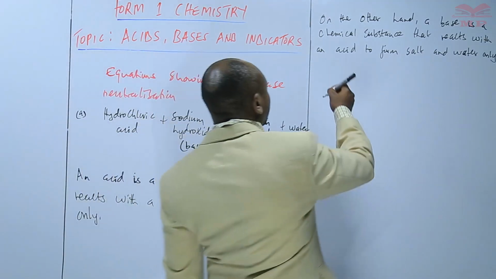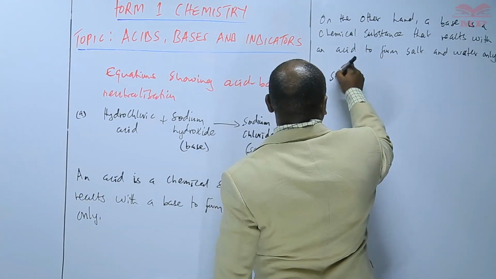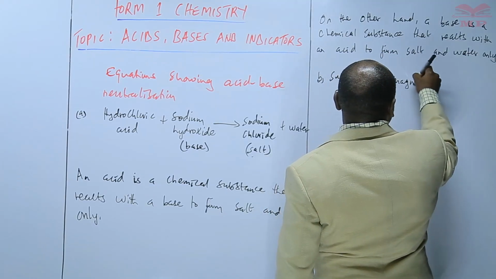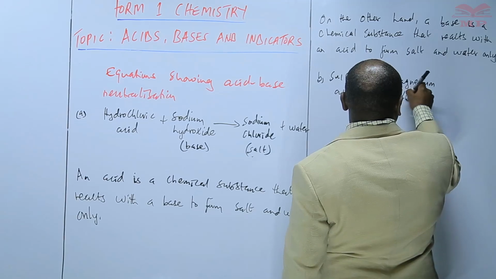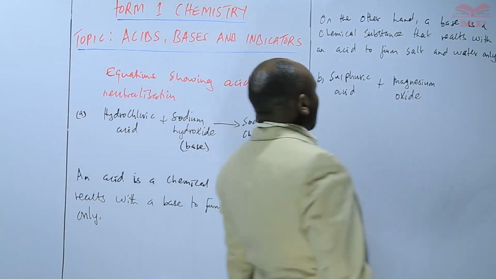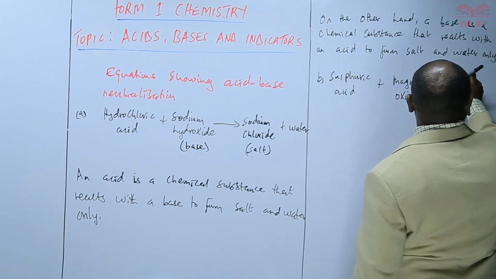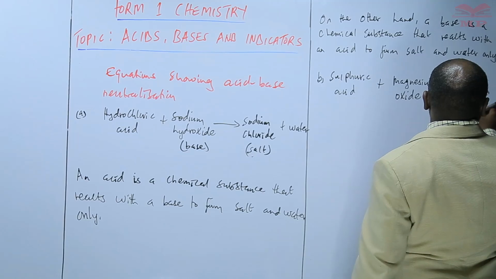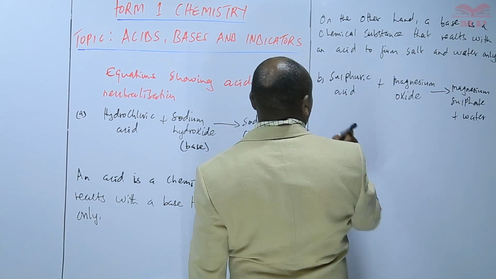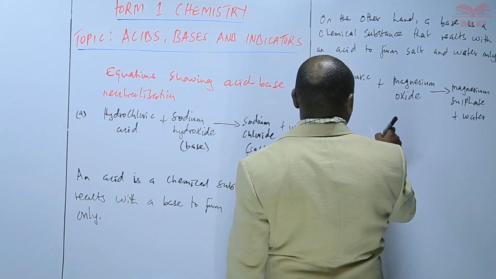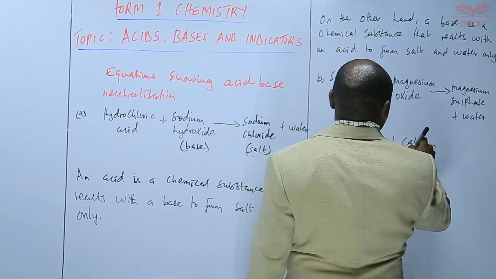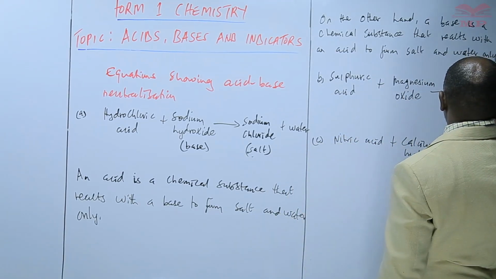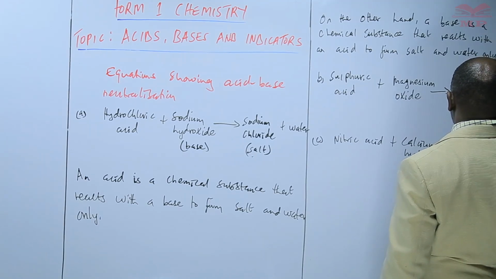So more examples. We can have an acid such as sulfuric acid and a base such as magnesium oxide. Remember, a base can also be a metal oxide, not just a hydroxide. It can either be an oxide or a hydroxide. So here we'll get a salt, magnesium sulfate, plus water. We can use nitric acid plus calcium hydroxide, which is still a base. So we'll have calcium nitrate plus water.